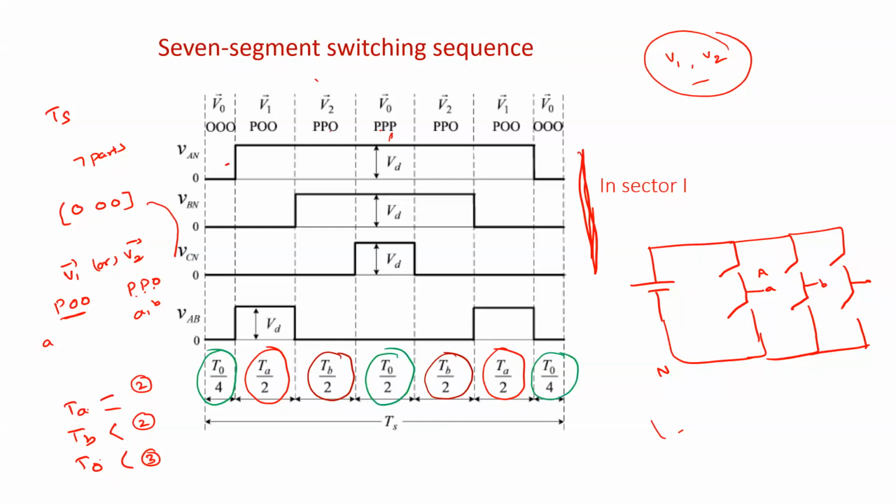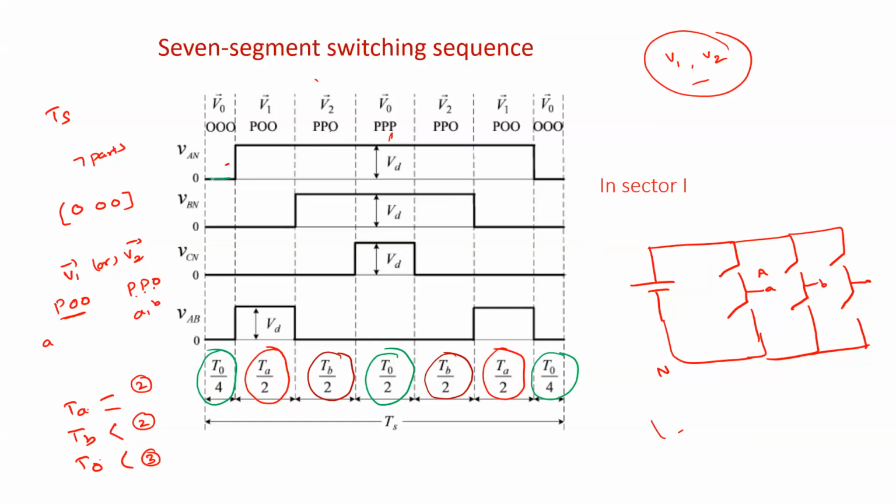So how we will arrange this sampling period to obtain these kinds of switching waveforms? This is one switching waveform, this is another switching waveform, and this is another switching waveform. So in each sampling time, we have one switching waveform.